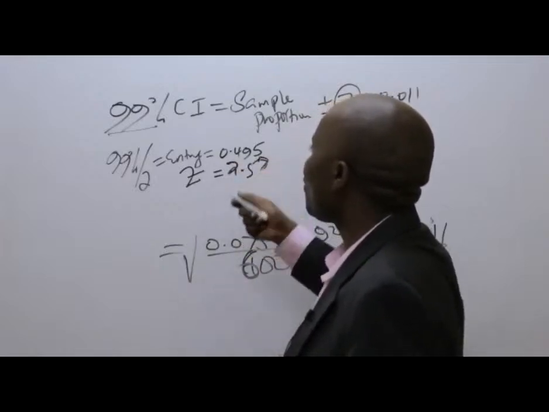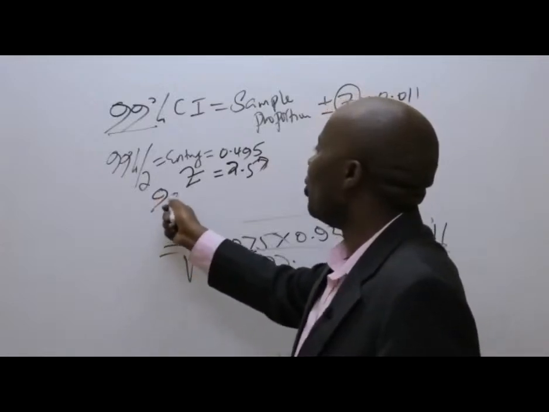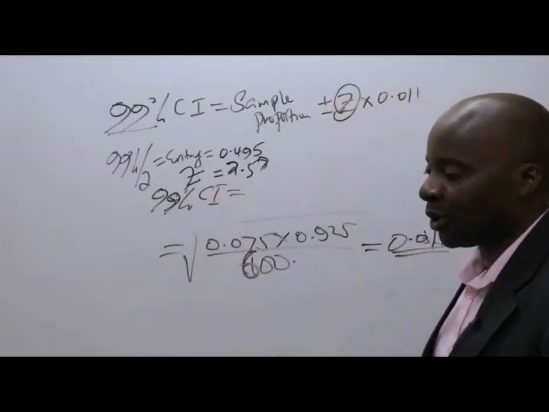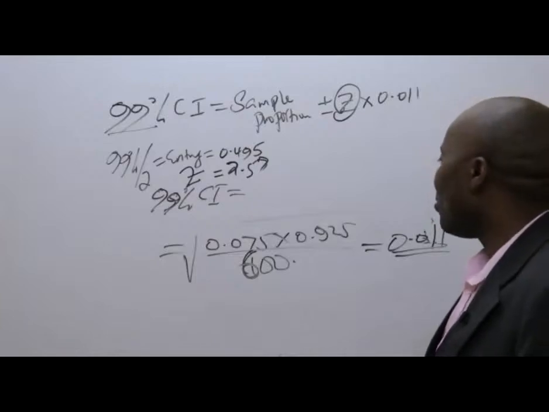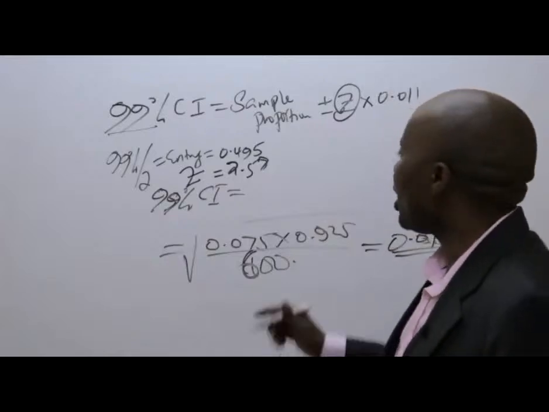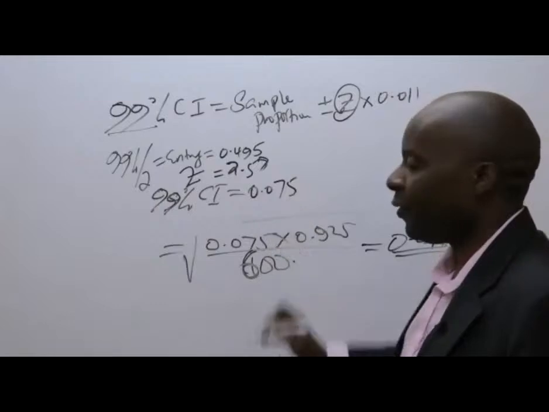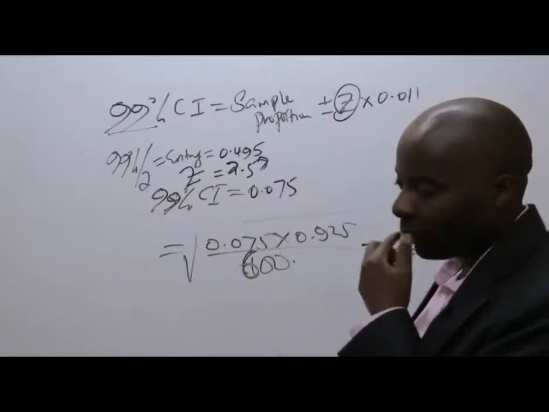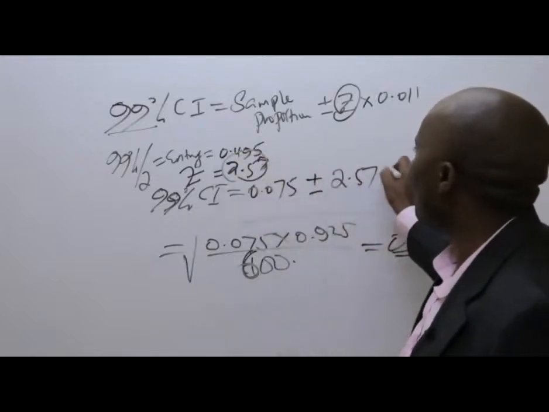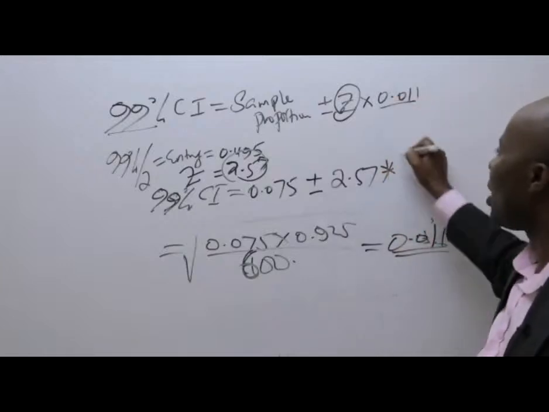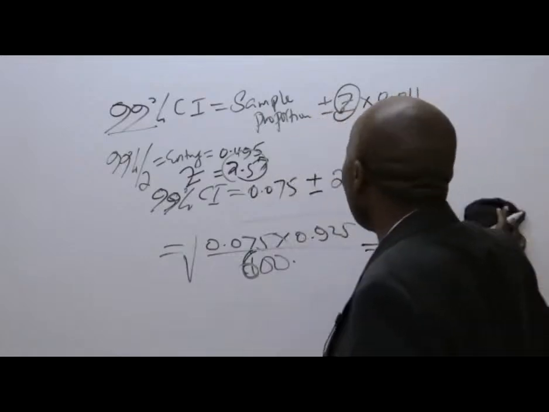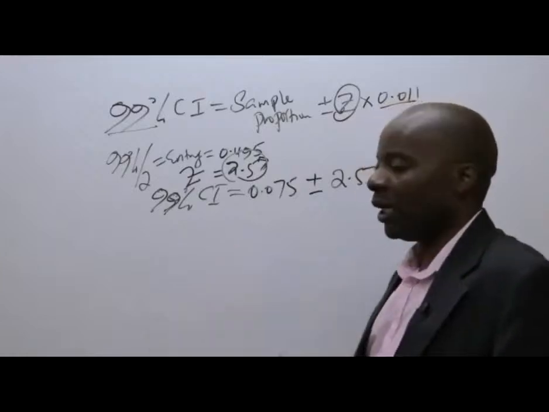So once I have my 2.57, I will give you the 99% confidence interval. This will be equal to the sample proportion you guys had given me, 45 over 600, which was 0.075, plus or minus the Z-score that you've read, which is 2.57, times the standard error, which is 0.011. Could you kindly go ahead and give us the lower limit and the upper limit?